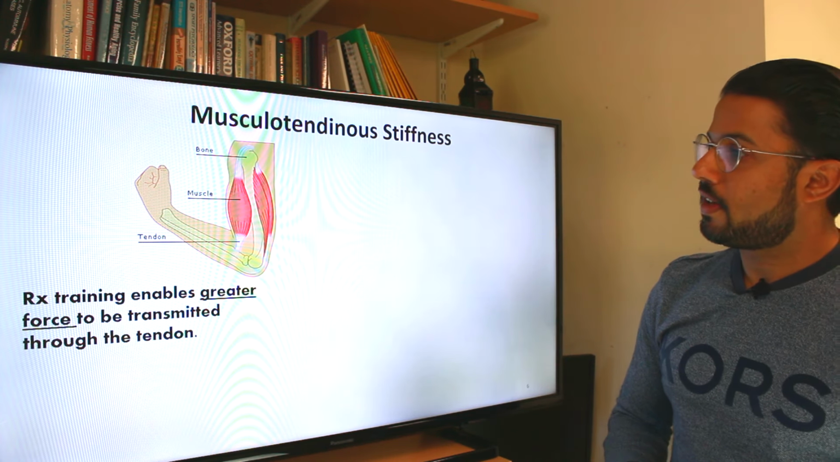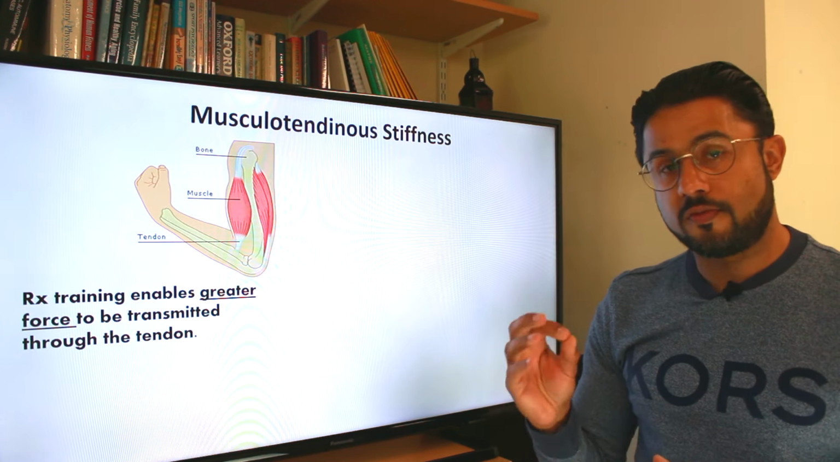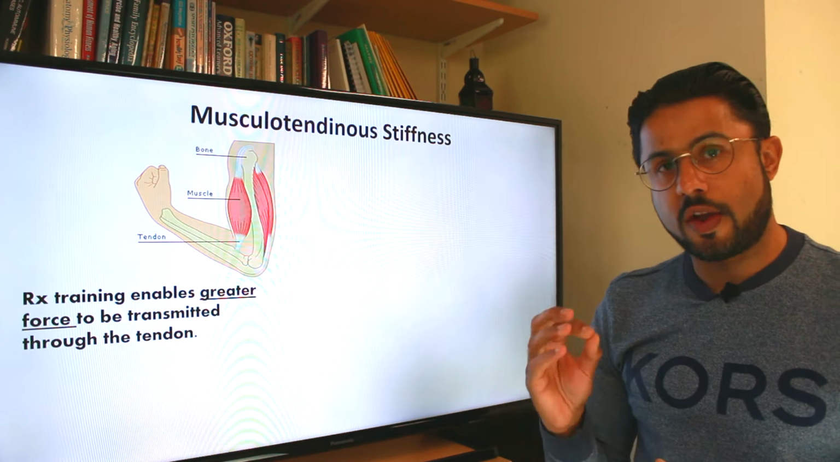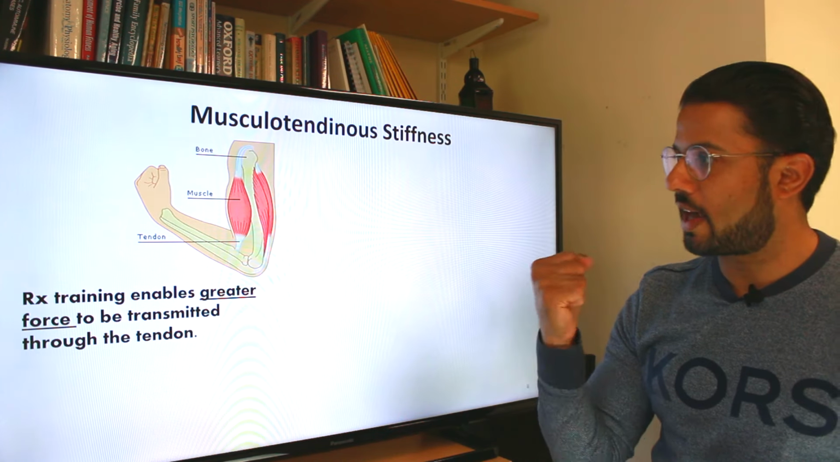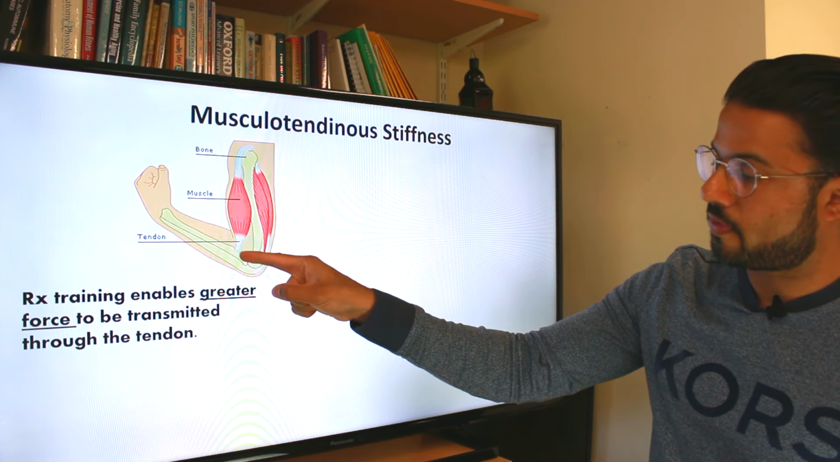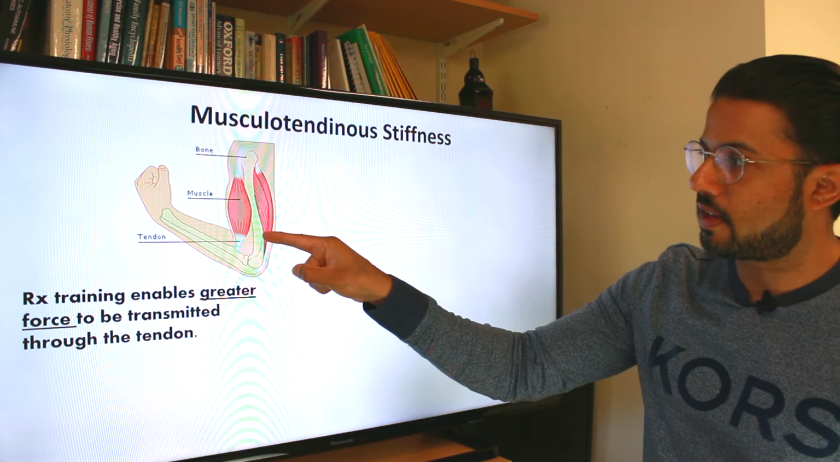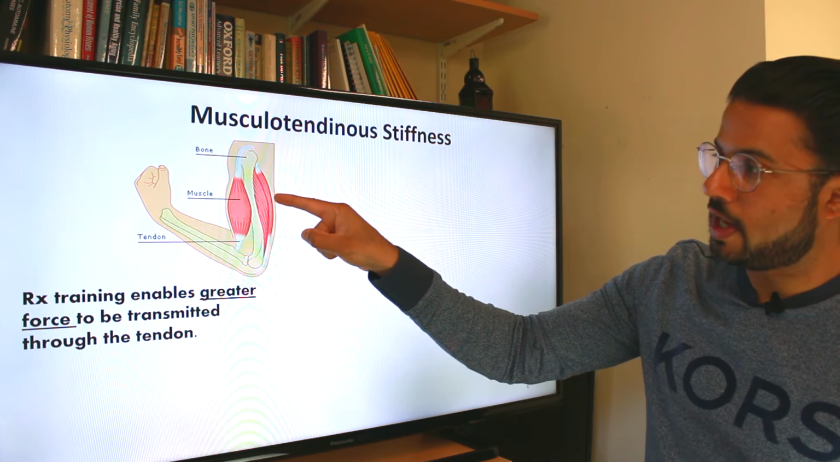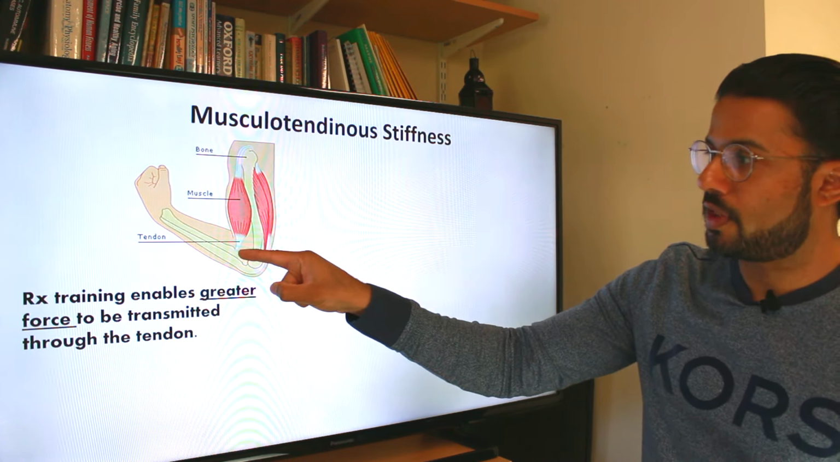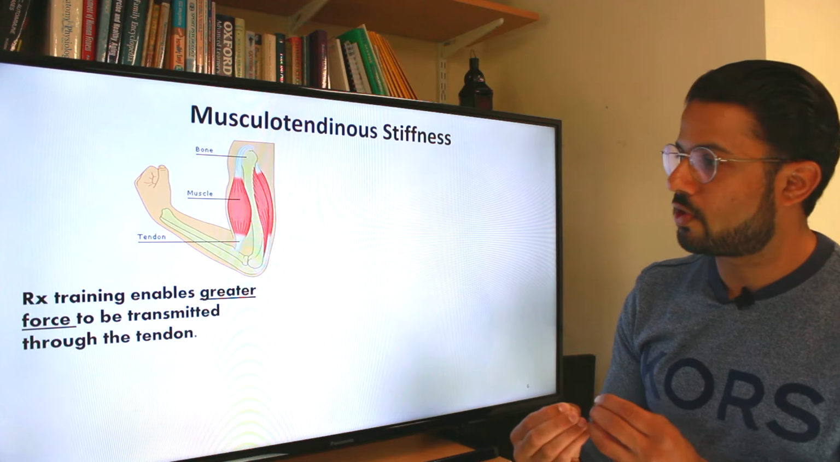Now, muscular tendinous stiffness is extremely important as well. It's very important, and we've got to give heed to it. So when your muscle contracts, it produces a force which acts on the skeletal system, on the bone, via the tendon. The tendon is transmitting the force produced by the muscle to the bone. So this point here is very important for force transmission.